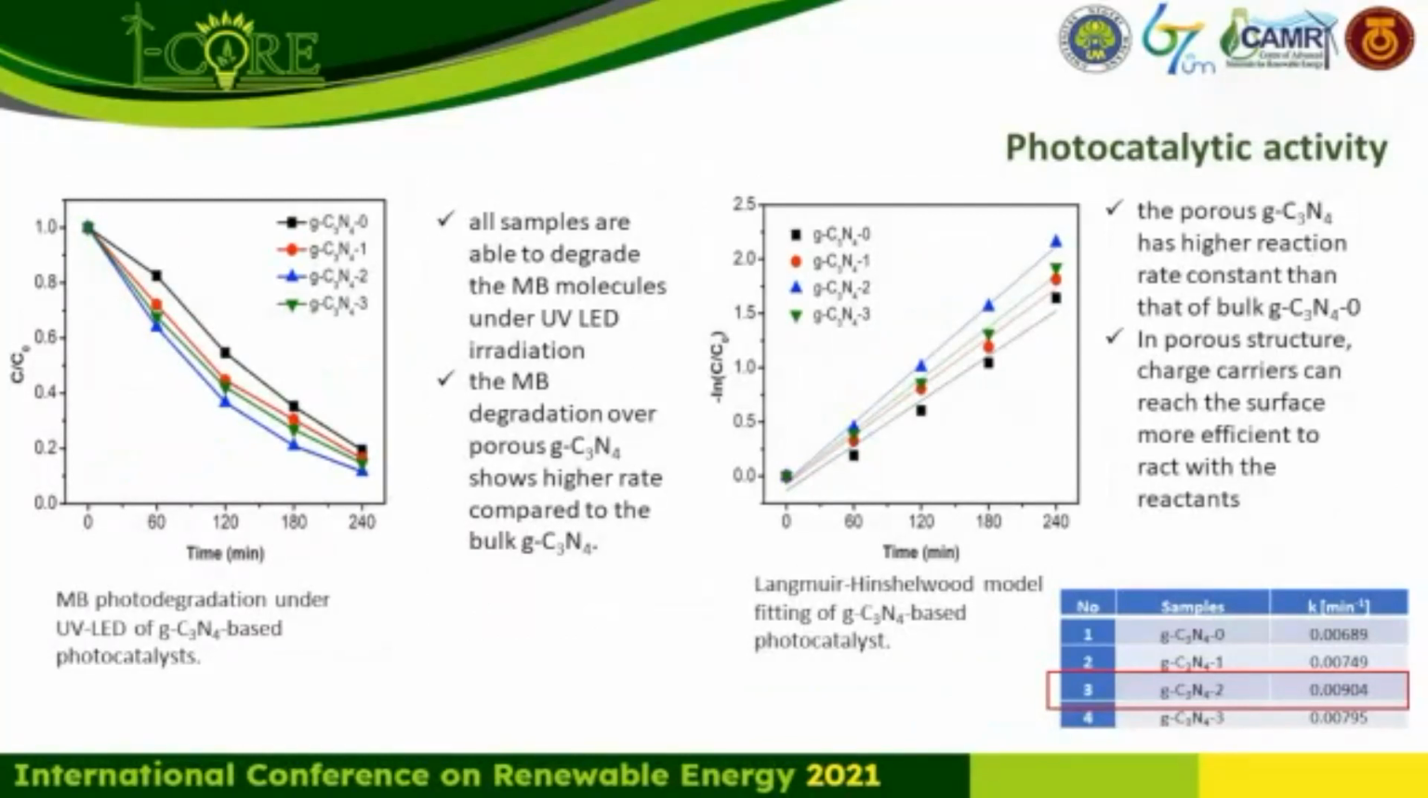Photocatalytic activity: methylene blue photodegradation under UV light of graphitic carbon nitride based photocatalyst. All samples are able to degrade the methylene blue molecule under UV light irradiation. The methylene blue degradation over porous graphitic carbon nitride shows a higher rate compared to the bulk graphitic carbon nitride, and the porous graphitic carbon nitride has a higher reaction rate constant than that of bulk graphitic carbon nitride 0. In the porous structure, charge carriers can reach the surface more efficiently to react with the reactant.